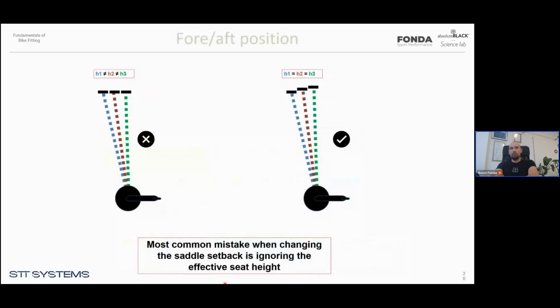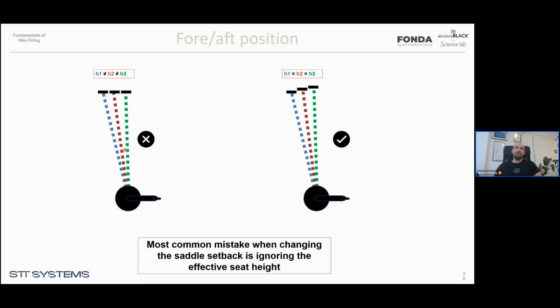So a little bit about the fore and aft position before we start. Moving the saddle backward and forwards most of the time also affects the seat height. Because the effective saddle tube is at an angle, if you change the saddle position far enough, you will see that the saddle height is not the same between positions 1, 2, and 3. So whenever you're interested in how moving the saddle backwards or forwards is going to affect the biomechanics, you have to keep in mind to ensure that the saddle height remains the same.